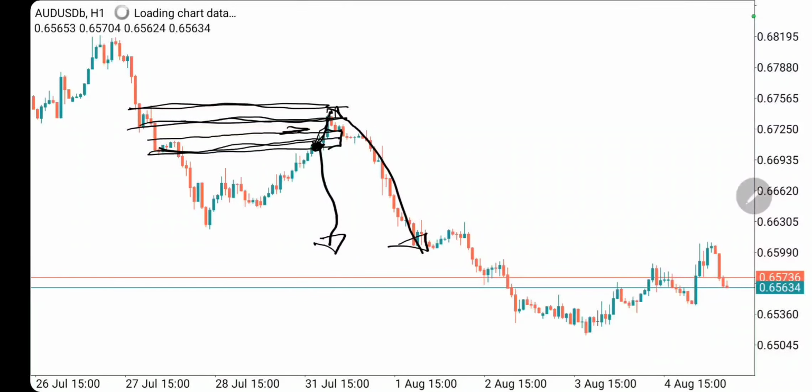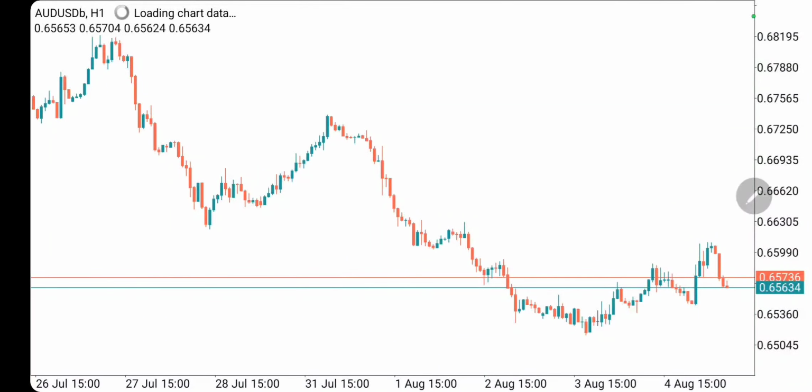You see? But if you were to use the second method, which is the confirmation entry method, you would have seen that when price came to this zone, there was no sign of sell right here. So you would have actually not gotten into the trade, in order not to lose your money. So that is why the confirmation entry method is better.